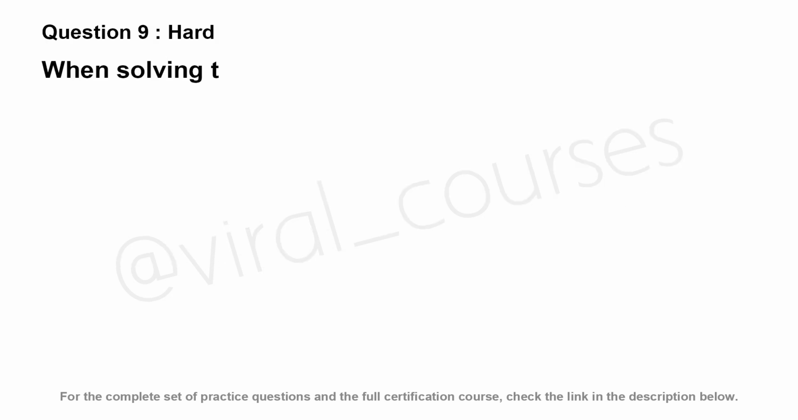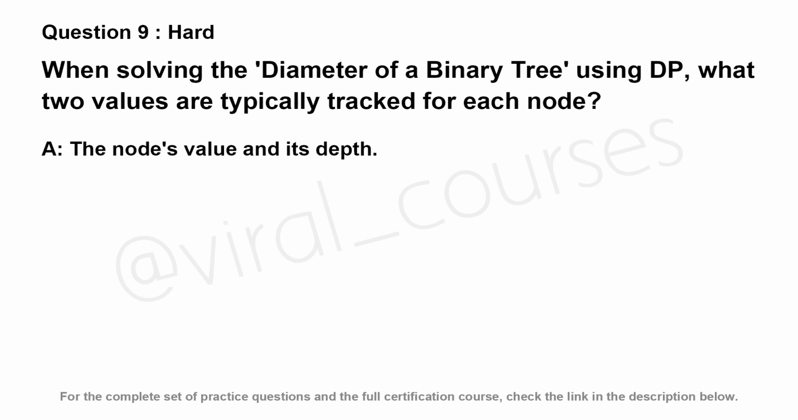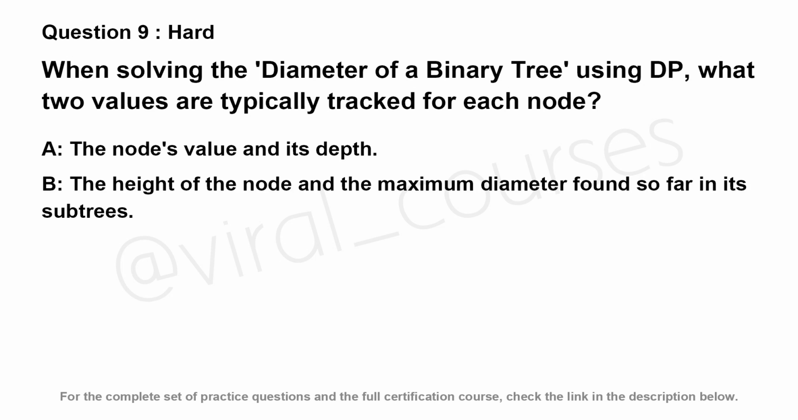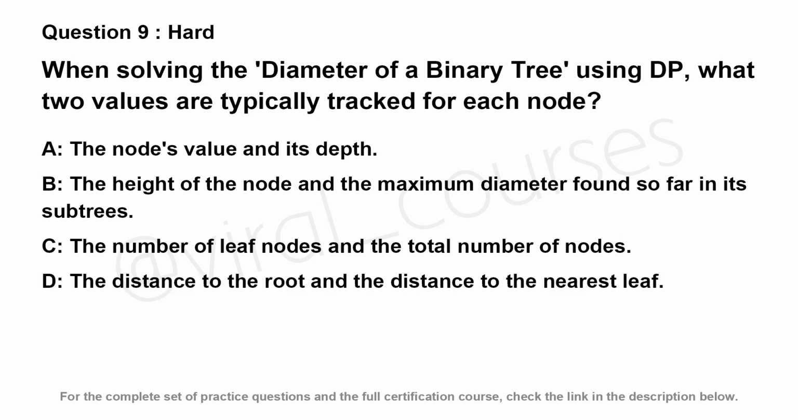When solving the diameter of a binary tree using DP, what two values are typically tracked for each node? Option A, the node's value and its depth. Option B, the height of the node and the maximum diameter found so far in its subtrees. Option C, the number of leaf nodes and the total number of nodes. Option D, the distance to the root and the distance to the nearest leaf.